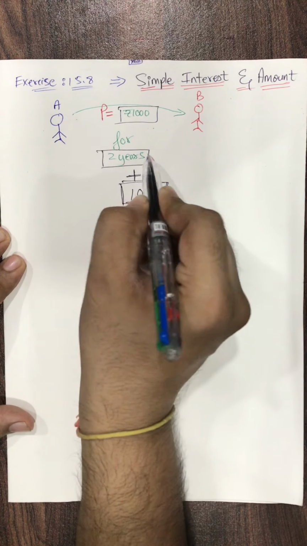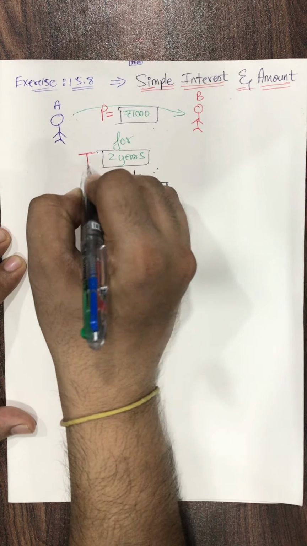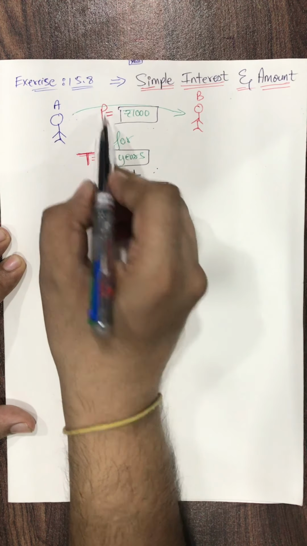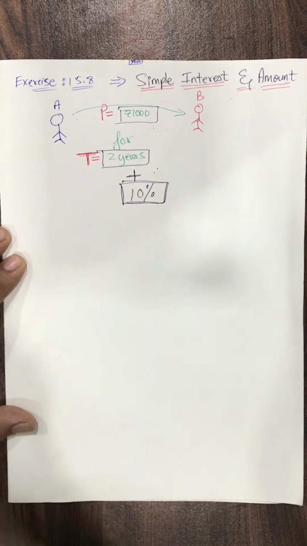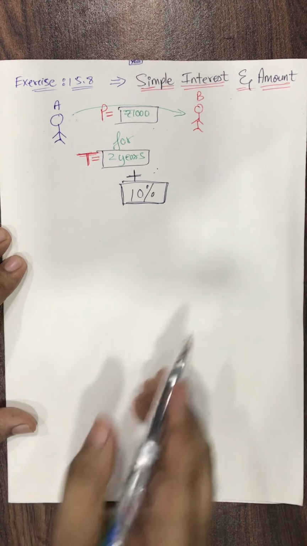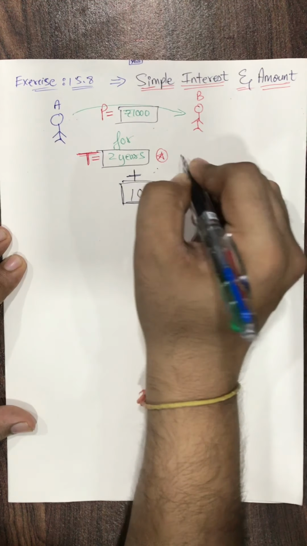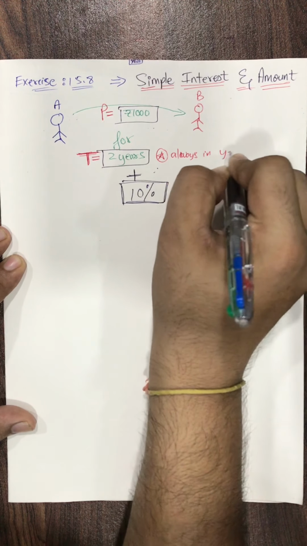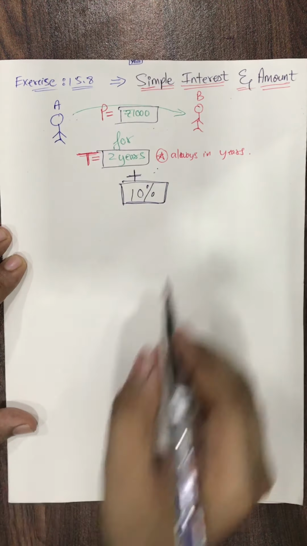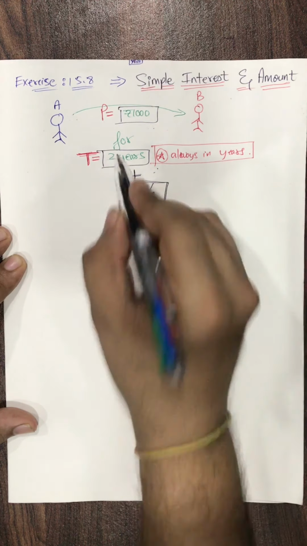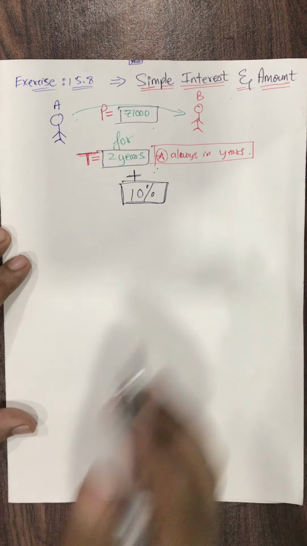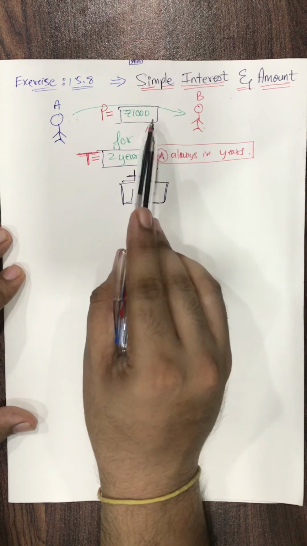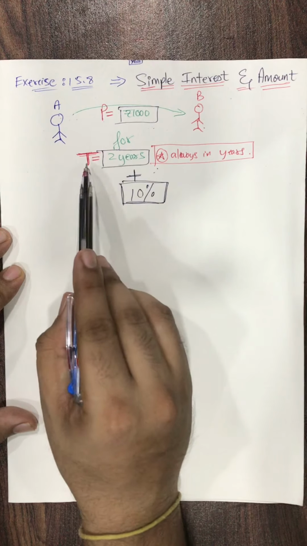This 2 years is called capital T, and it is allowed in the exam to write capital T. Capital T means time period. P for principal, capital T for time period. Time should always be in years. It's compulsory that you express it in years. As the story says, A gave money to B. How much? 1,000. So the principal is 1,000 for a time period of 2 years.